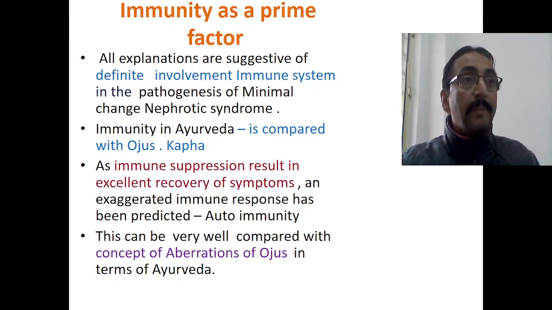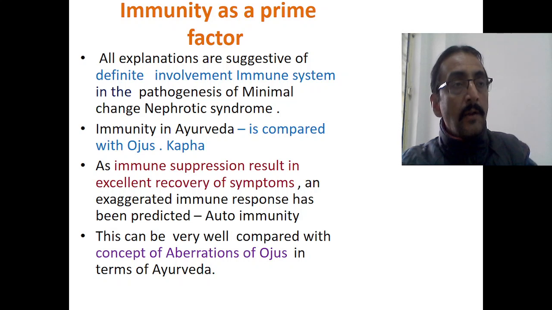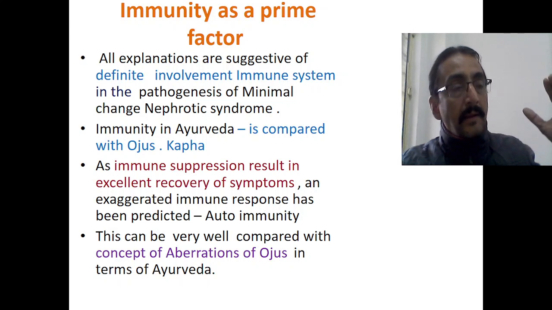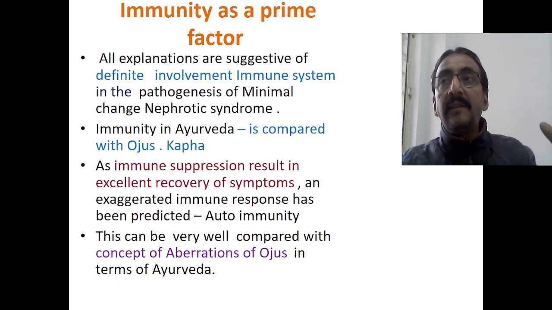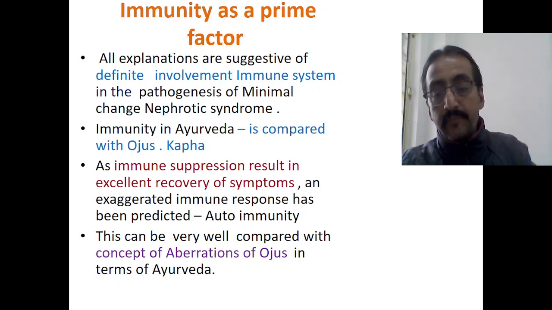Even ojo vyapat is an outcome of an immunocompromised state. So just like in contemporary science we say immunodeficiency, hyperimmunity or autoimmunity, and deranged immunity, we do have ojo kshaya, ojo visramsa, and ojo vyapat.